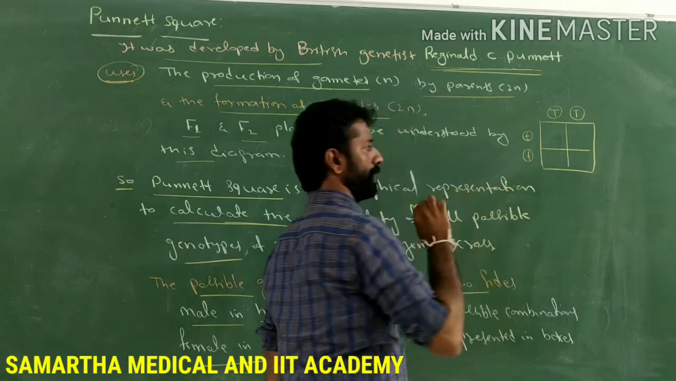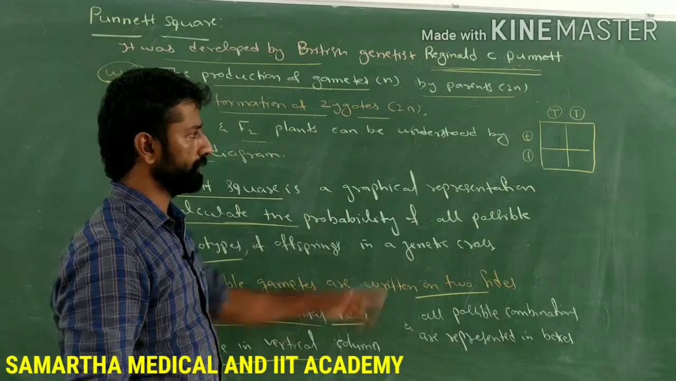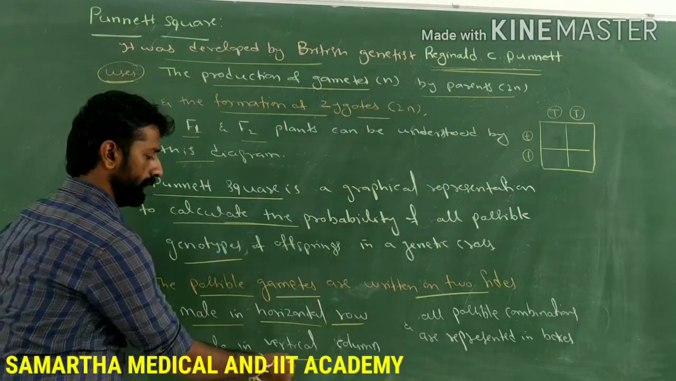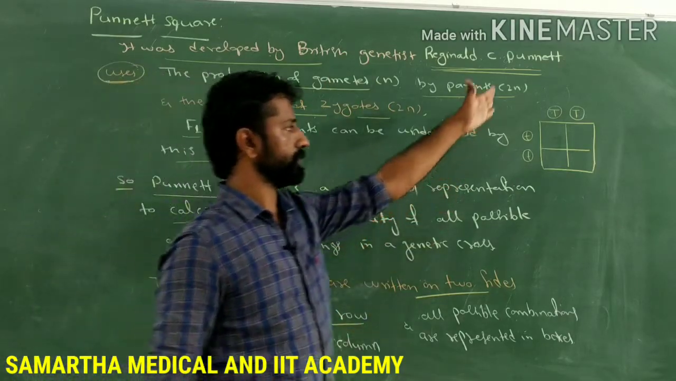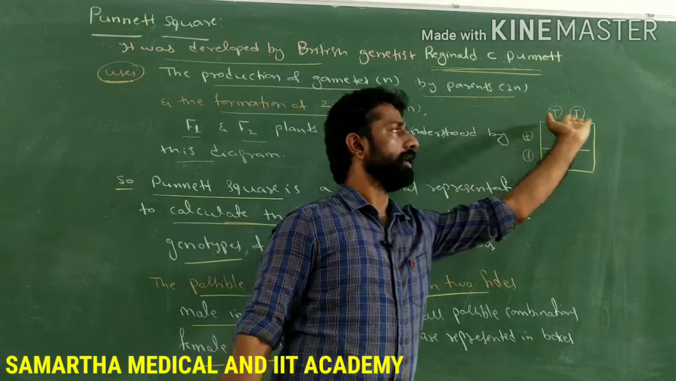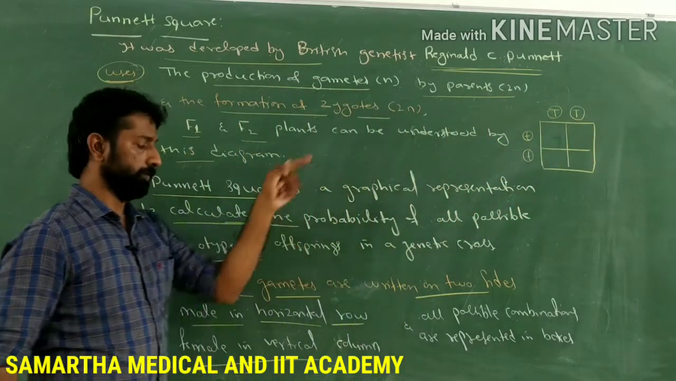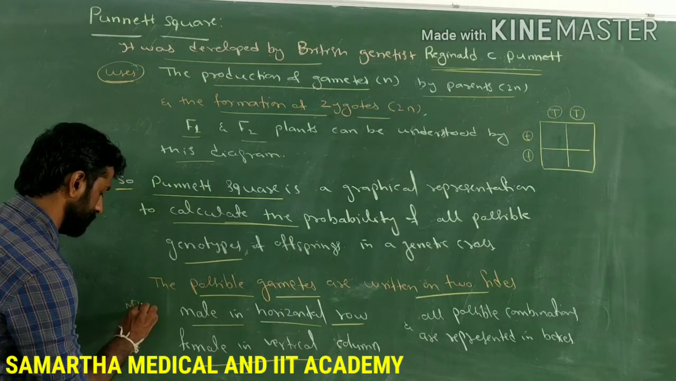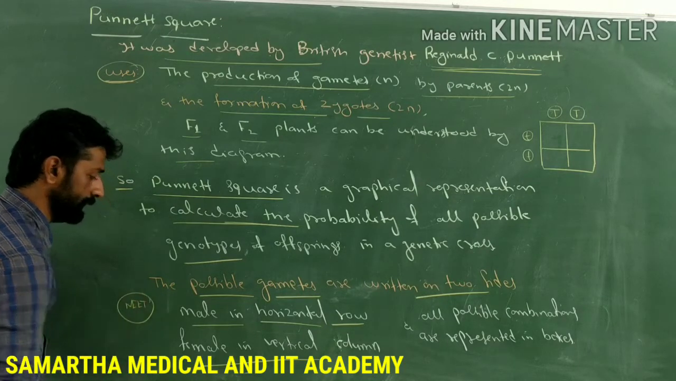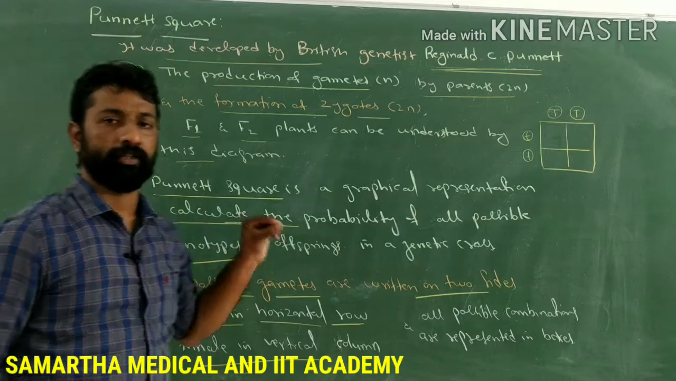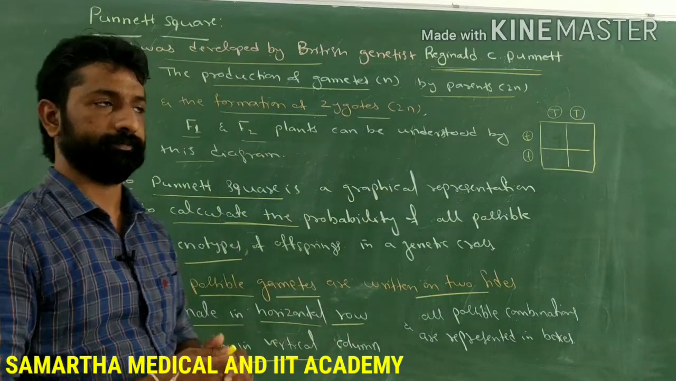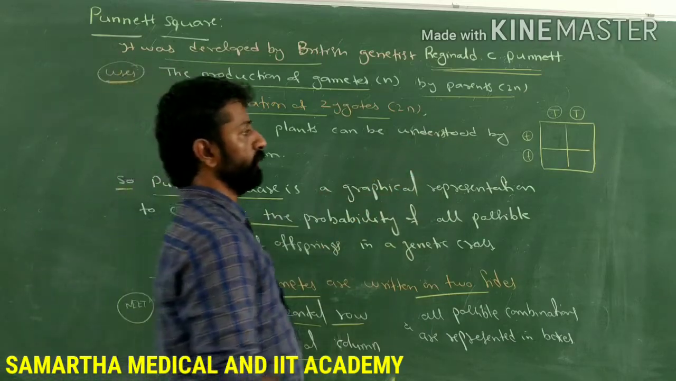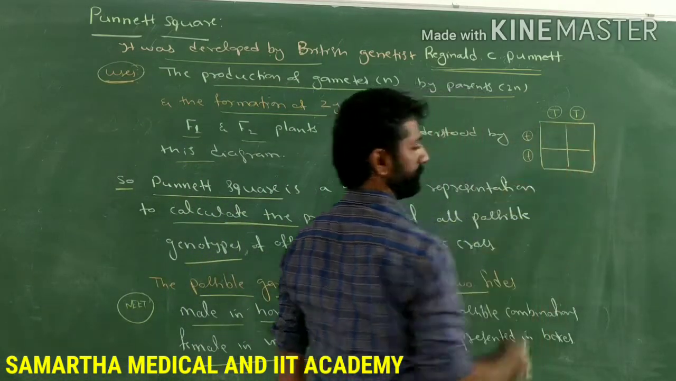I will consider the dwarf plant as the female one. So the female gametes will be written in the vertical column. This is the vertical column and these are the horizontal rows. Remember, this is very important for the NEET examination, how to write the gametes over the Punnett square. Then after writing the gametes, what are the possible combinations of them?